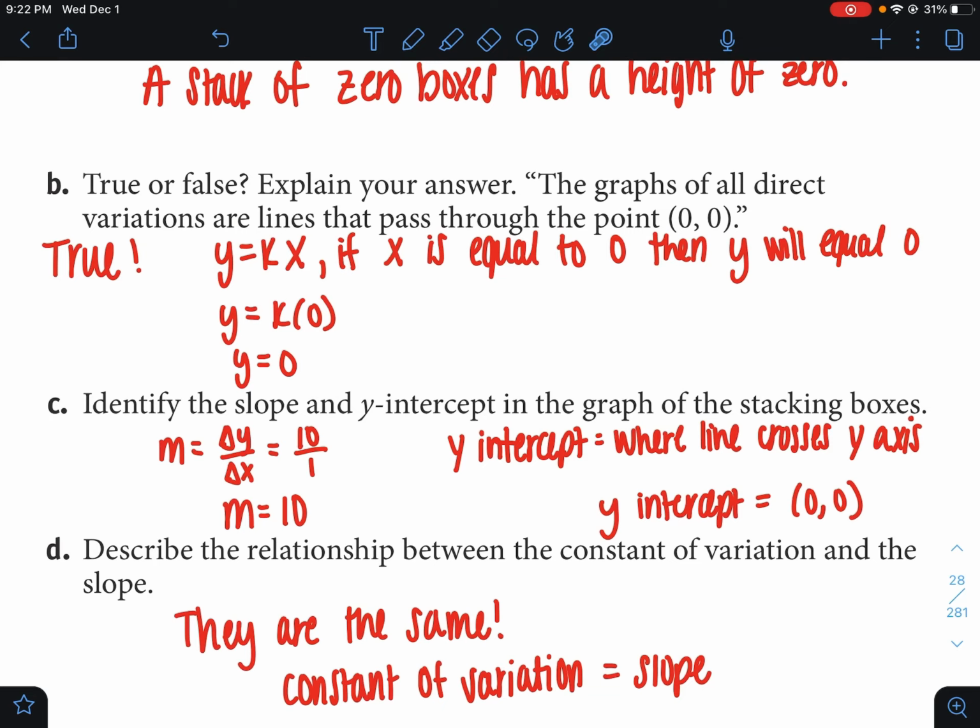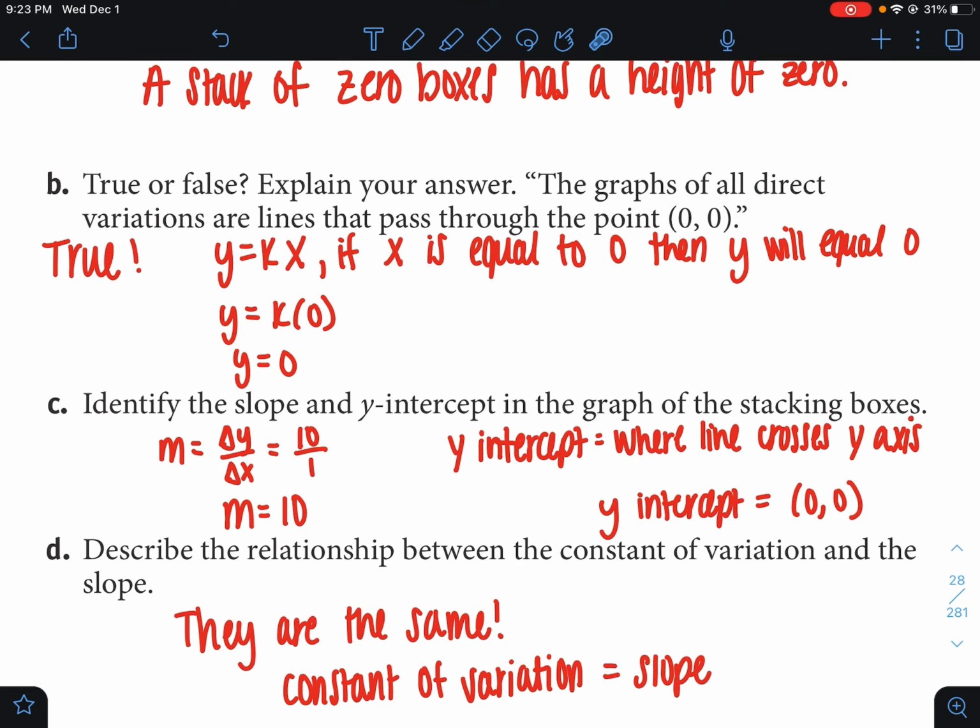Now, letter C, identify the slope and y-intercept of the graph of our stacking boxes. Well, that's easy. In the graph of our stacking boxes, we go up by 10 and over 1, our rise over run, or delta y over delta x. So our slope value is actually 10.